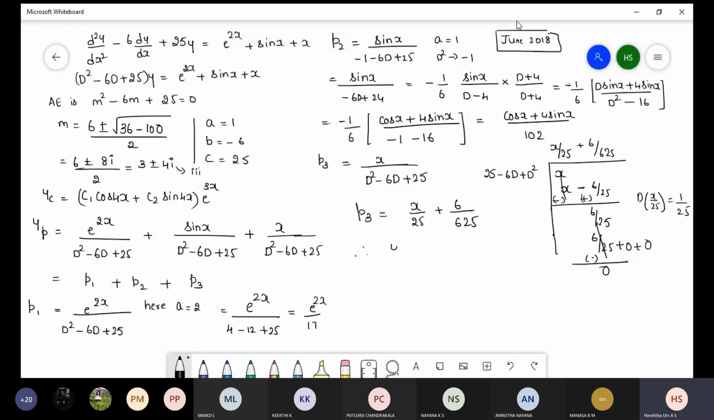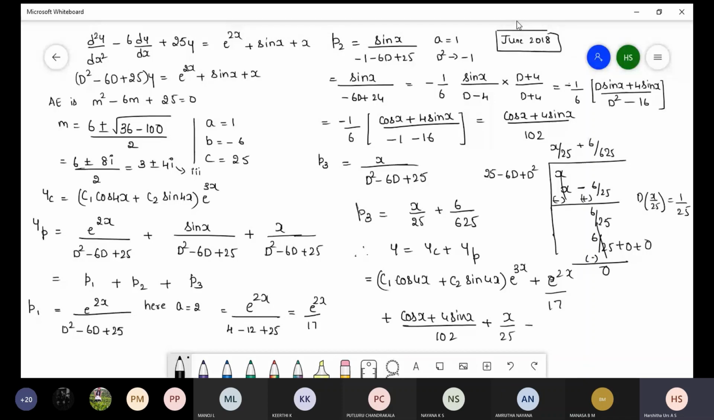Therefore, y is equal to yc plus yp. Yc is c1 cos 4x plus c2 sin 4x, e power 3x, plus p1 is e power 2x divided by 17, p2 is cos x plus 4 sin x divided by 102, plus p3 is x by 25 plus 6 by 625. This is the final answer.